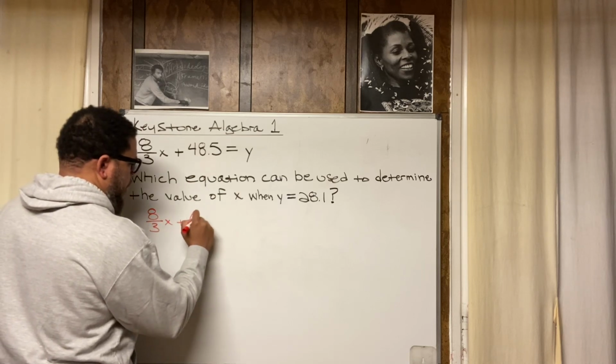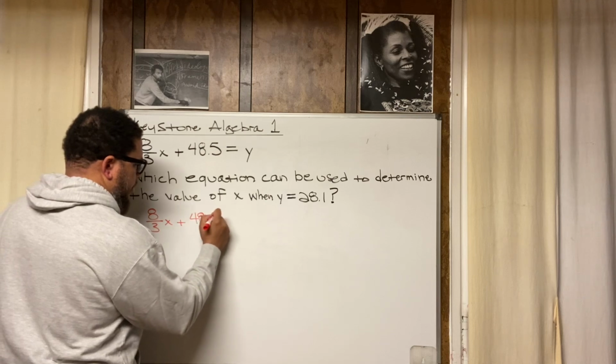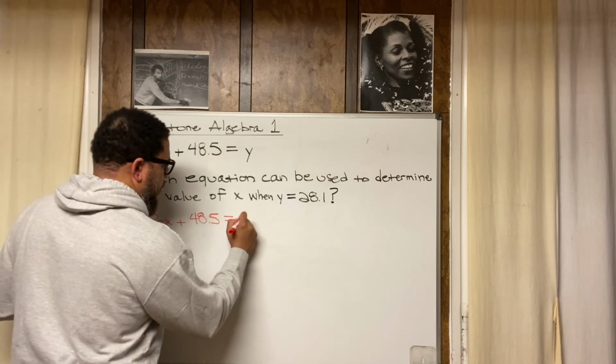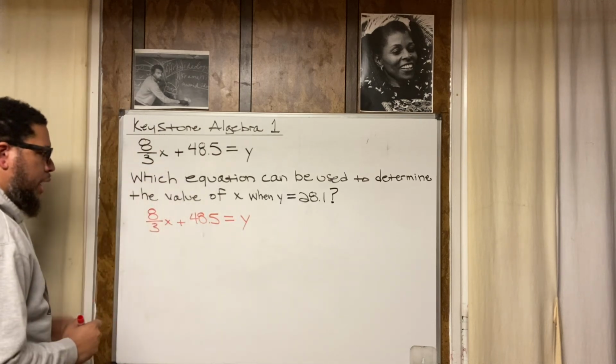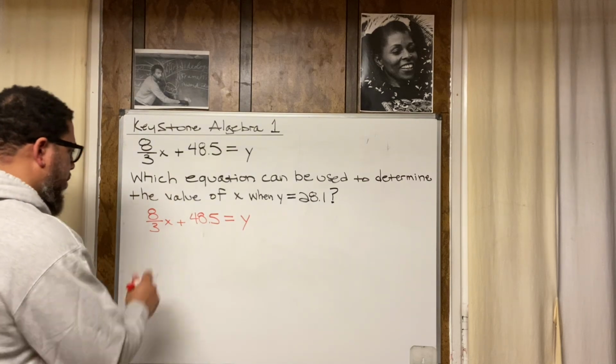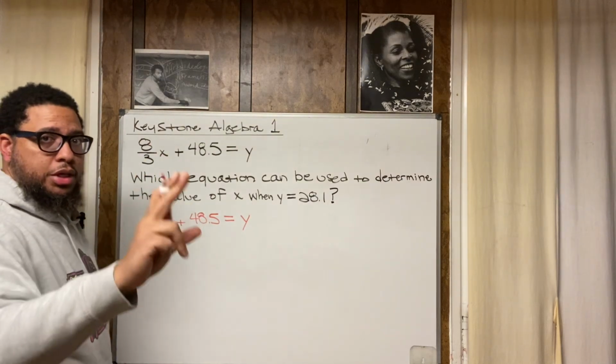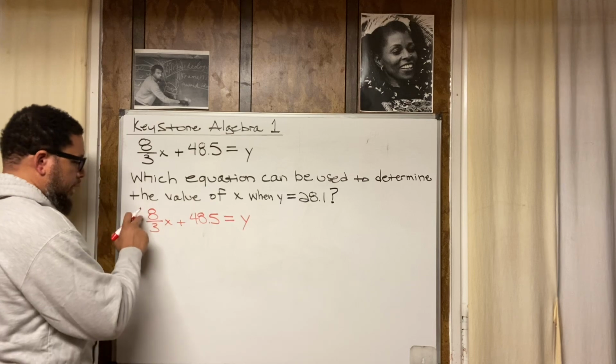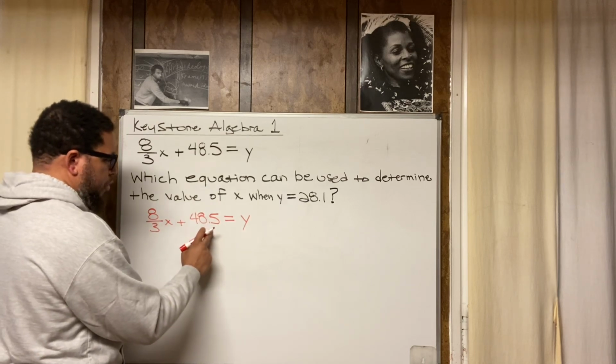Eight-thirds x plus 48.5 is equal to y, right? I want to isolate the x. So there are two things I need to eliminate. I need to eliminate the 8/3. I need to eliminate the 48.5.